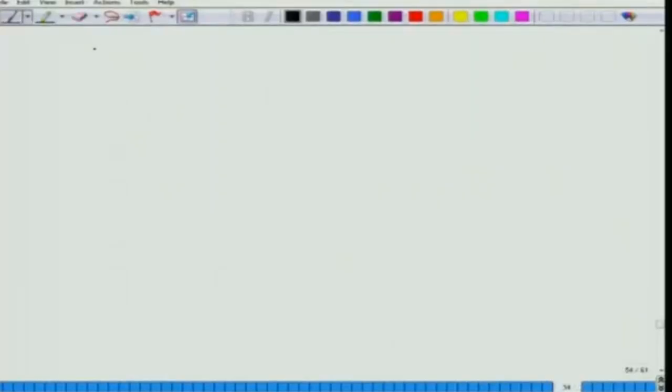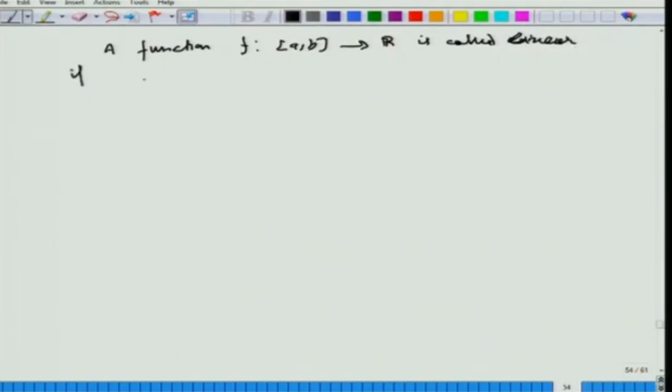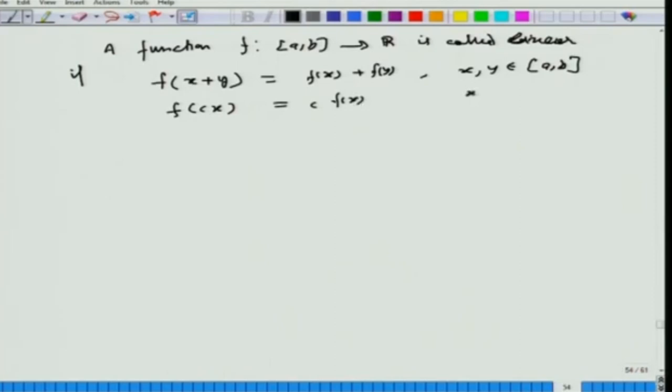So, here we know that a function f from a b to R is called linear if you have f of x plus y is f of x plus f of y for x y in a b, and f of c x is c times f x for x in a b and c is in R, c is a constant in R.